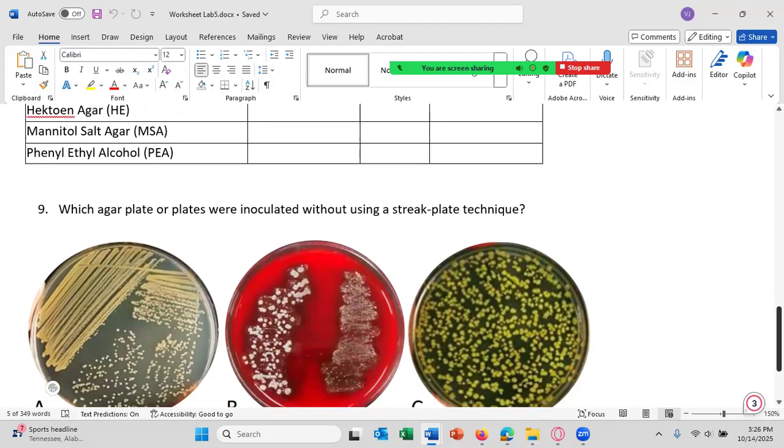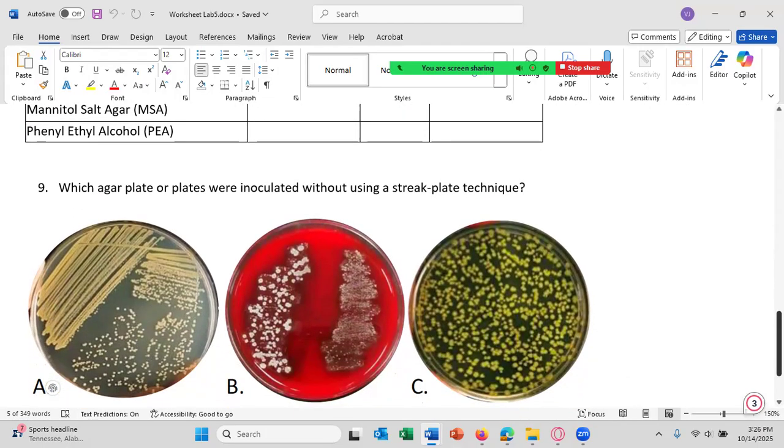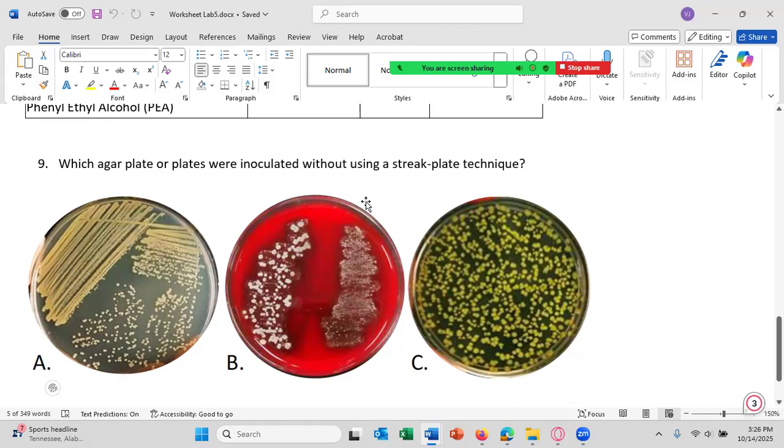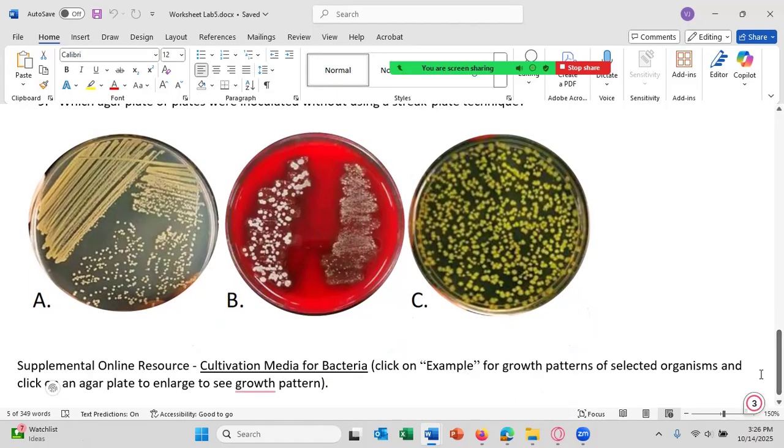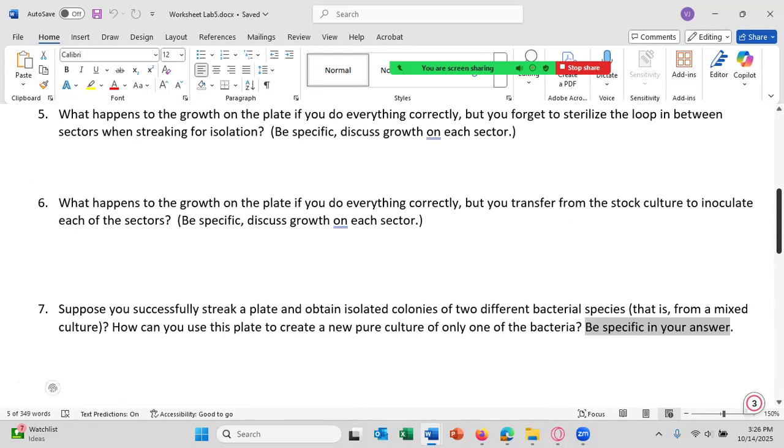And then 9, which agar plate or plates were inoculated without using streak plate technique, meaning without using streaking for colony isolation? Plate A, plate B, plate C. And that's it. Any questions about this lab?